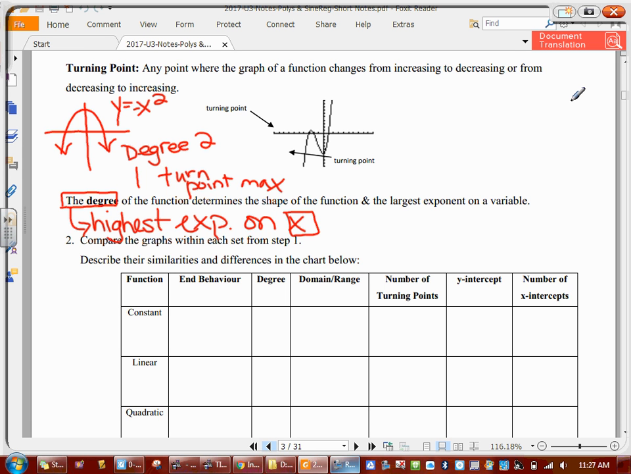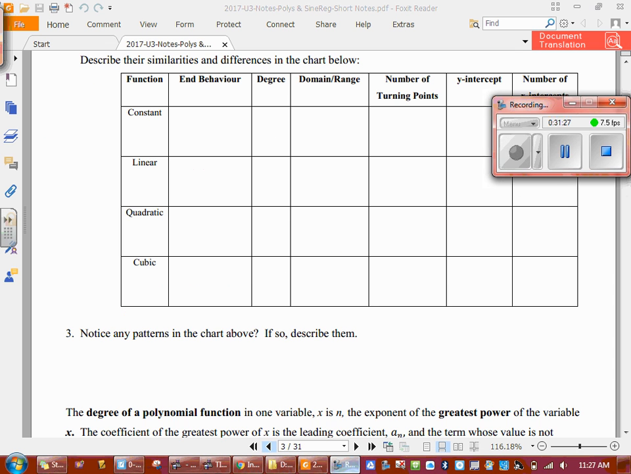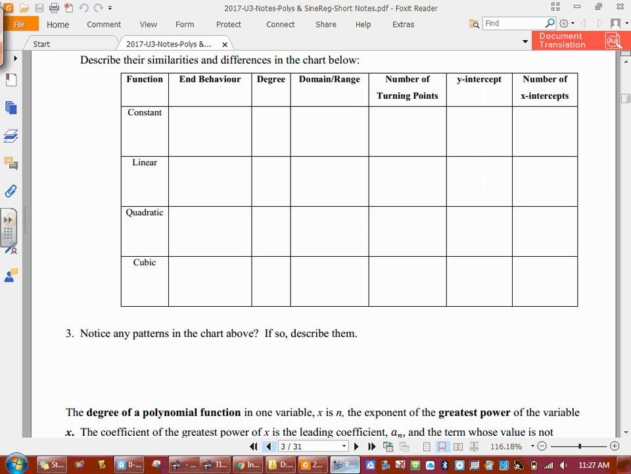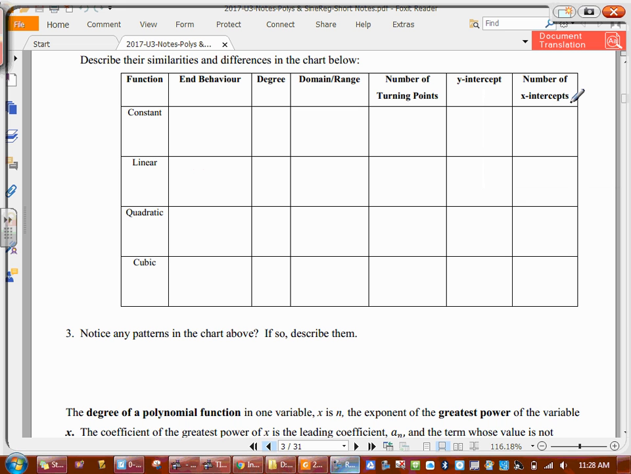Okay, back to where we were. End behavior for a constant is always going to be 2 to 1, because it's going to be in quadrant 2 and 1. Let's redraw that. So, here's our mini graph.